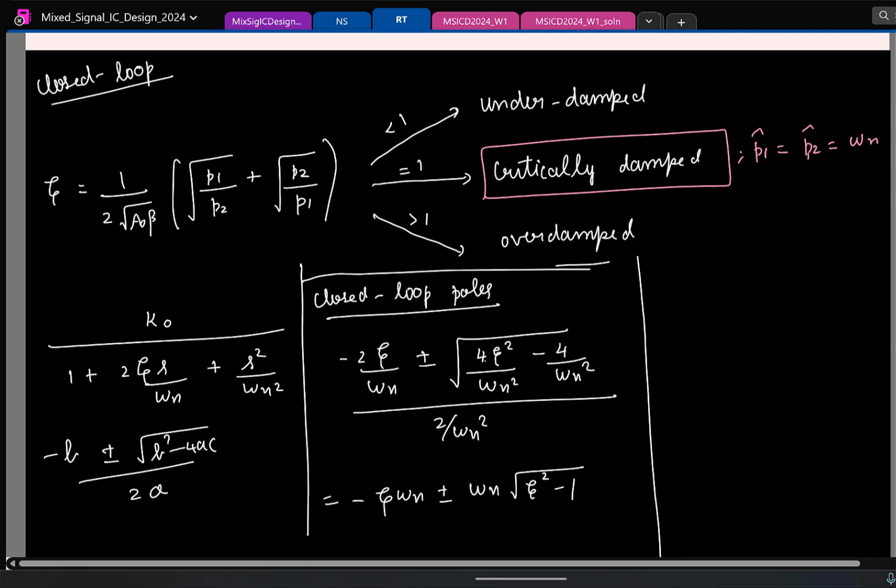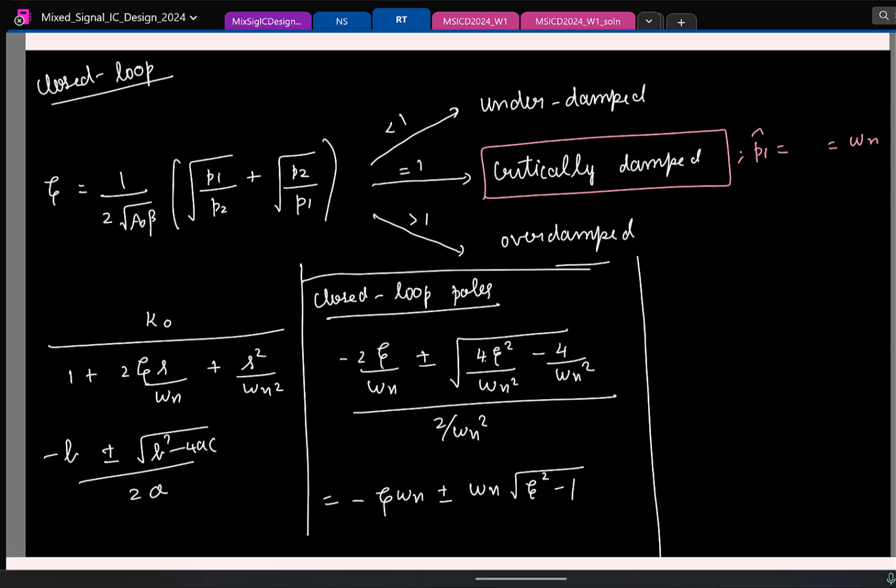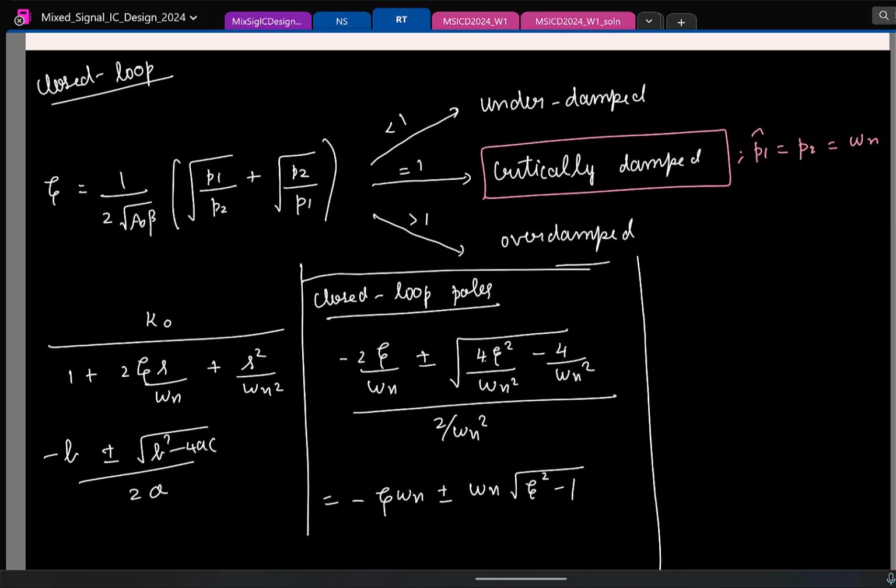Just to avoid confusion, remember that here when I write P1 hat, P2 hat, they are the closed loop pole locations. Now in the damping factor expression, I have P1, P2. What are they? Poles of the loop gain, or the open loop gain. So this is the forward amplifier's poles. This is the closed loop system's pole. So please don't get confused. So this is for critically damped.